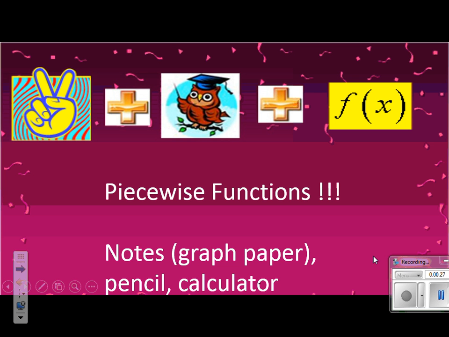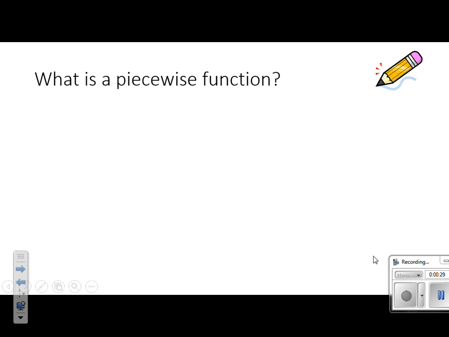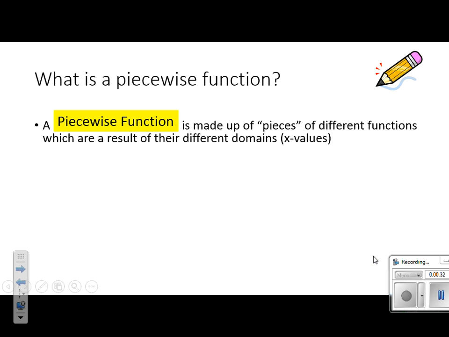Okay, so what are piecewise functions? A piecewise function is a function that is made up of pieces of different functions or different graphs. And how I know that they are just pieces is because I will tell you what x values I want you to use. So I might tell you to use every x value greater than 3, or I might say every x value less than 3.